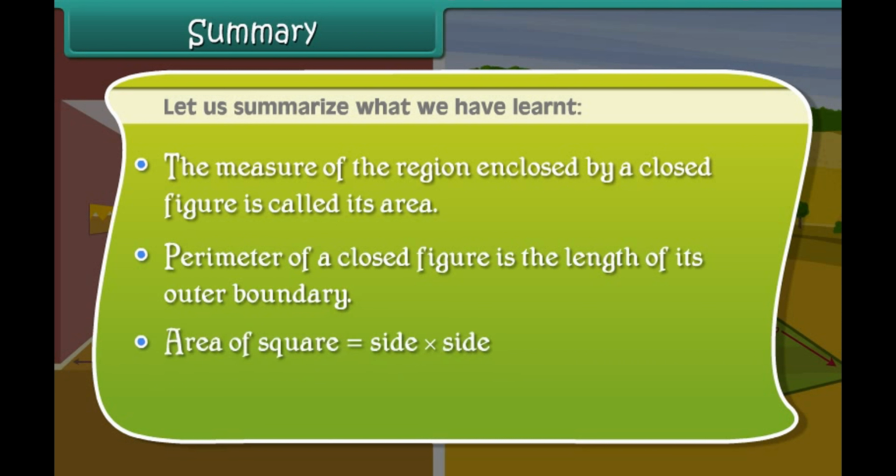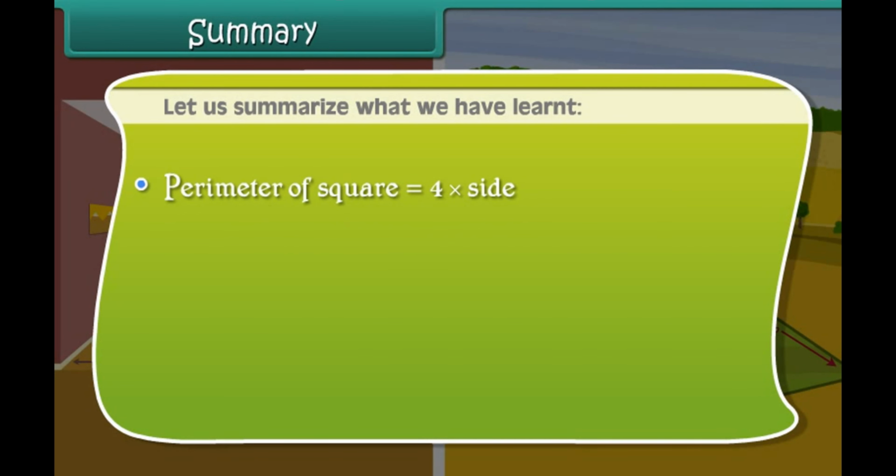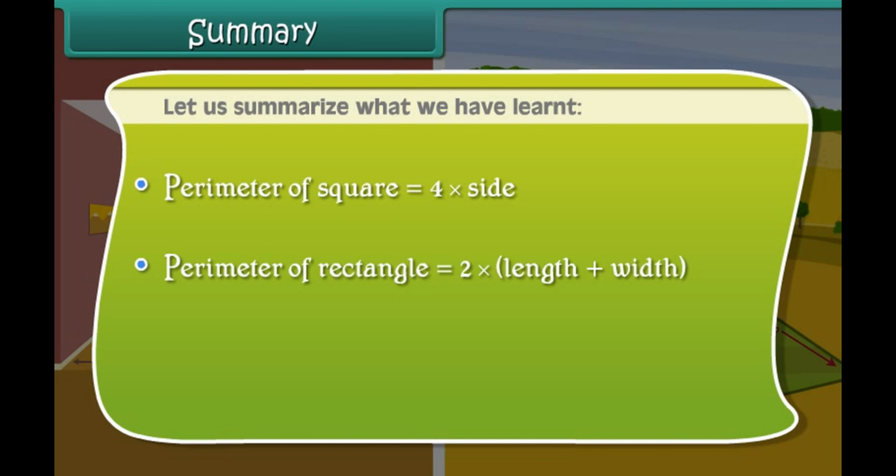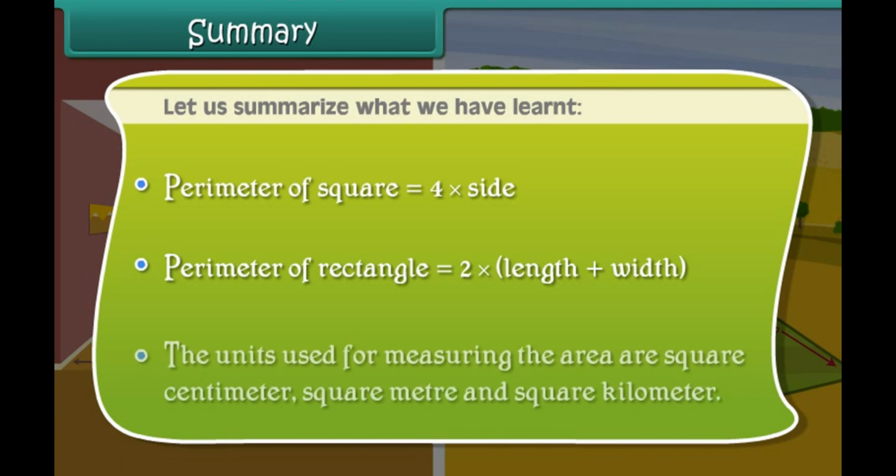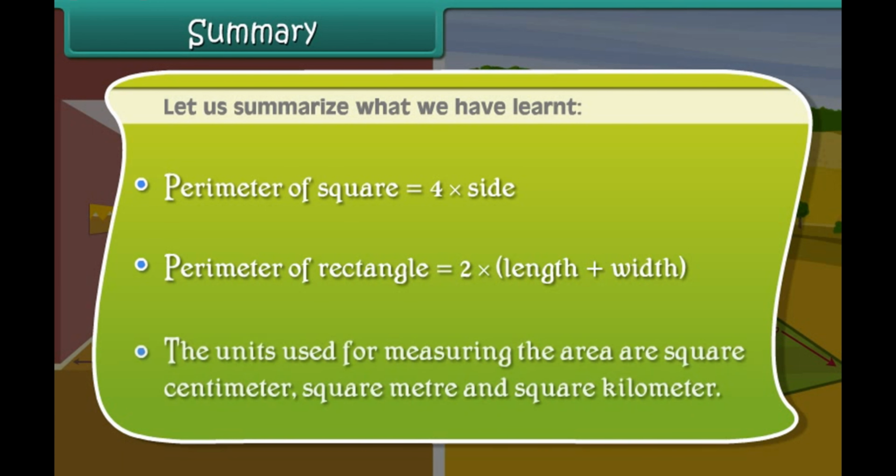Area of square is equal to side into side. Area of rectangle is equal to length into width. Perimeter of square is equal to 4 into side. Perimeter of rectangle is equal to 2 into, within bracket, length plus width. The units used for measuring the area are square centimeter, square meter, and square kilometer.